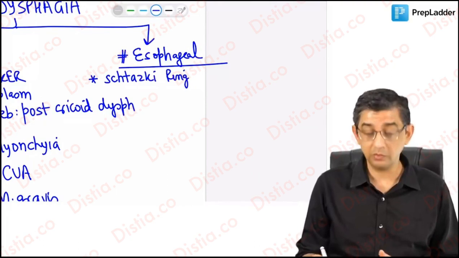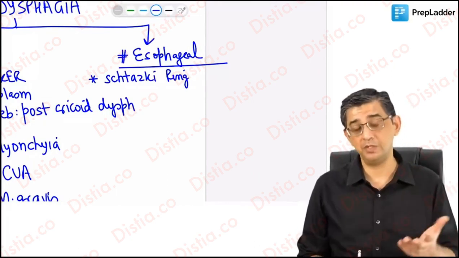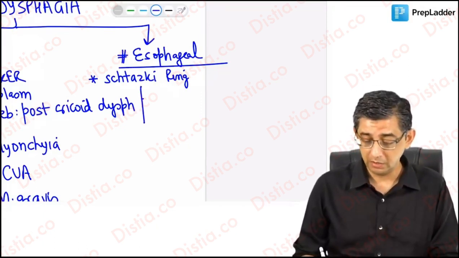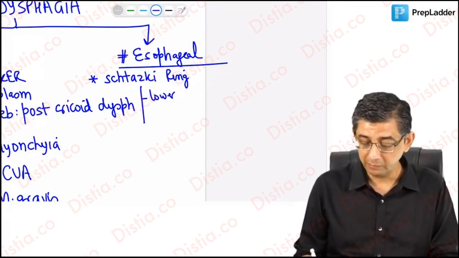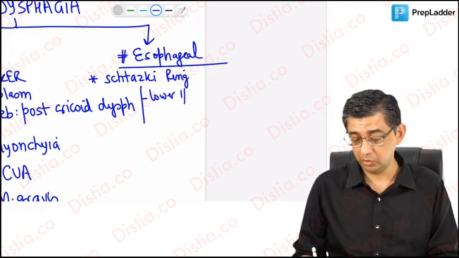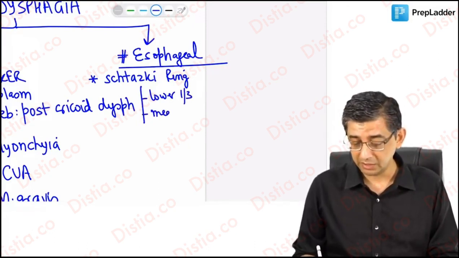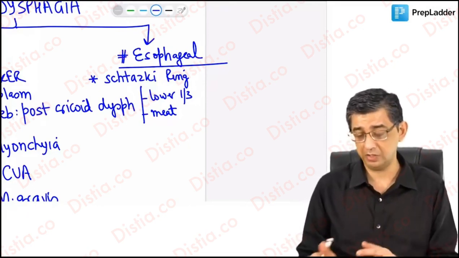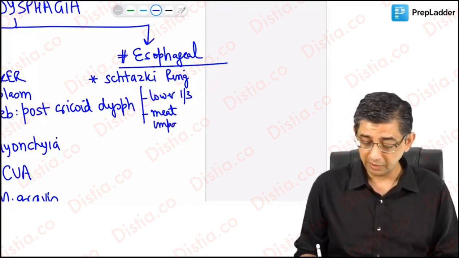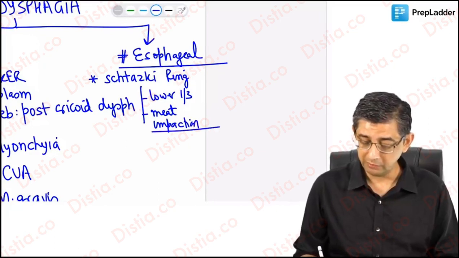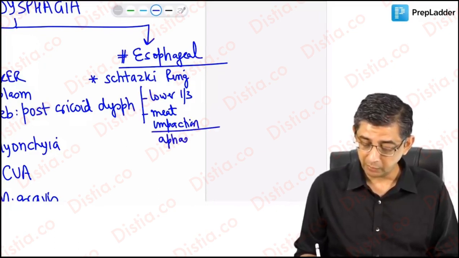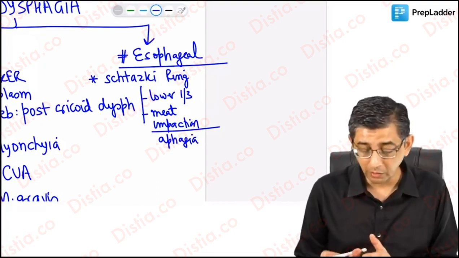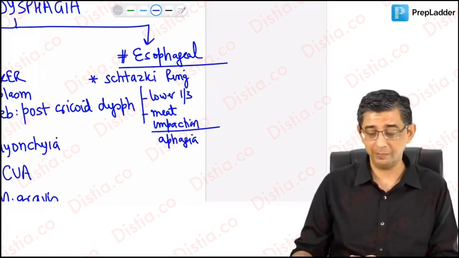Please remember, the upper esophageal web I was speaking about is in the upper esophagus, but Schatzky's ring is found in the lower one-third of the esophagus. The highlight of this condition is meat impaction. Do remember the fact that Schatzky's ring is not a pre-malignant condition. It's just a malformation that will contribute to dysphagia in the patient. In fact, due to meat impaction, these people can even develop aphagia and then a possible esophageal perforation as well. That's an important cause which is to be remembered from the exam perspective.